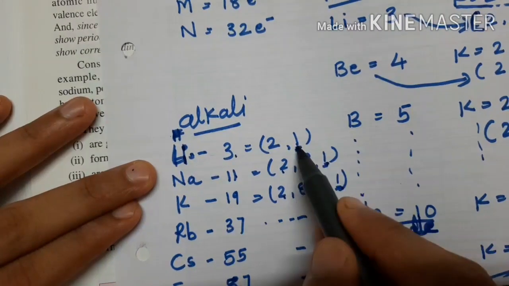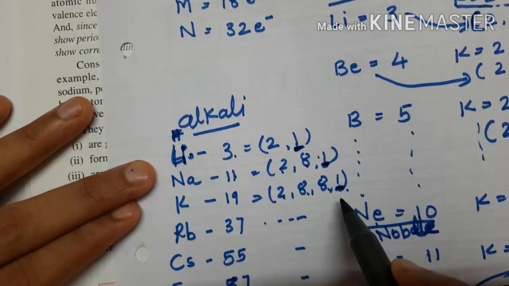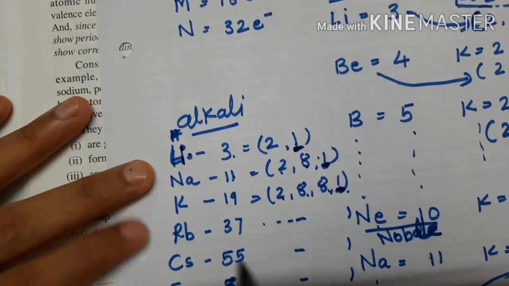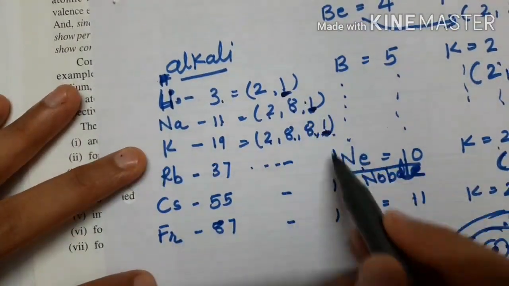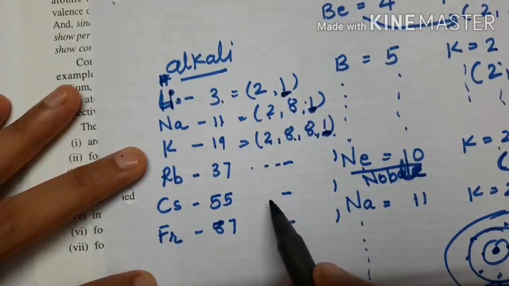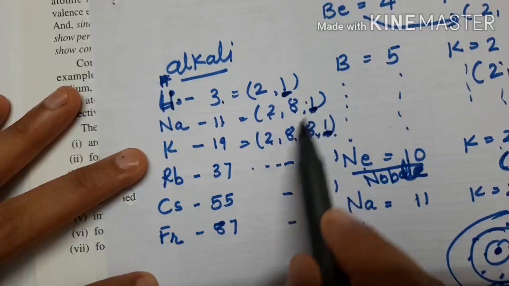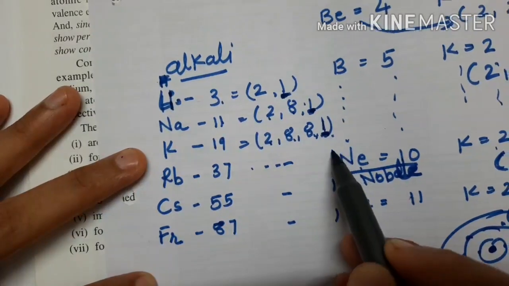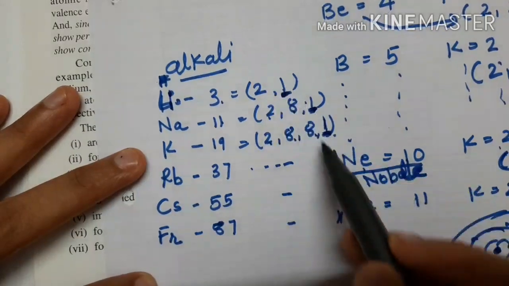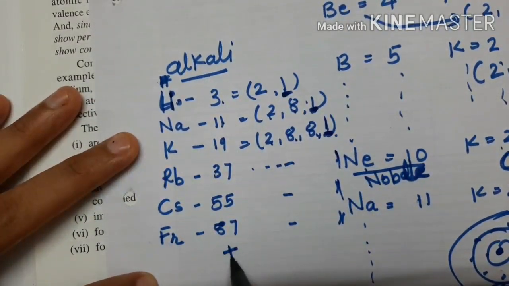So have you observed that everywhere there is a 1, 1, 1, here also 1, 1, 1, afterward rubidium, cesium and francium also have a 1 in the last shell of the electronic configuration. Now you understand very well what the electronic configuration is: 2 1, 2 8 1, 2 8 8 1. So this is the way, the 1, 1, 1, that is why the first group has a plus 1 valency.